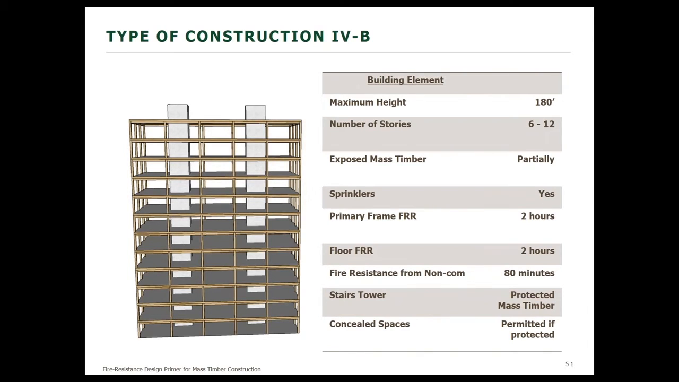Here's that graphic representation of type 4B. You'll notice that it's allowed to be considerably taller than 4C as far as height. The numbers of stories go up. Exposed gives you basically the outline on the exposure, and then the fire resistance ratings.